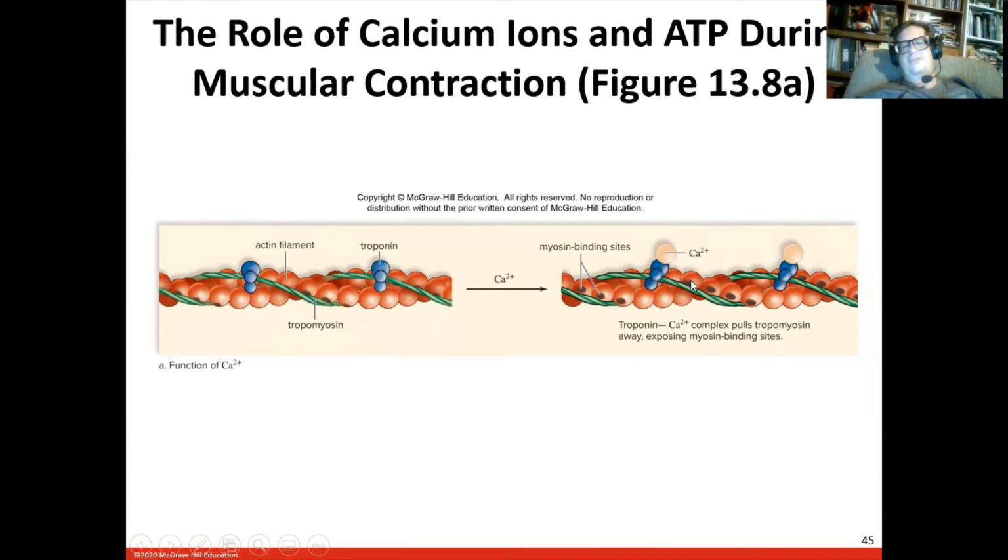And now you see these dots that when we had no calcium, they were covered. You can see that they're behind the tropomyosin. When calcium binds, everything moves a little out of the way, and it exposes binding sites that the heads are going to grab onto and pull. So you need calcium in order for the muscles to work. All right, let's move on.